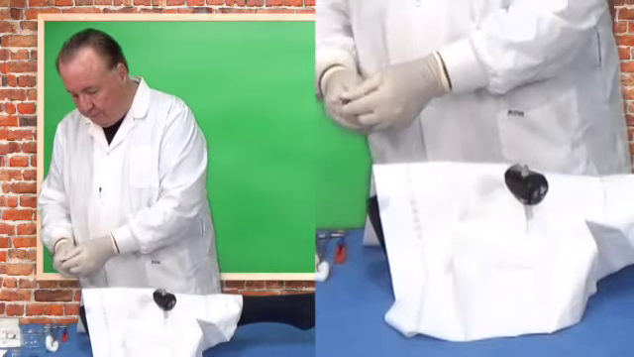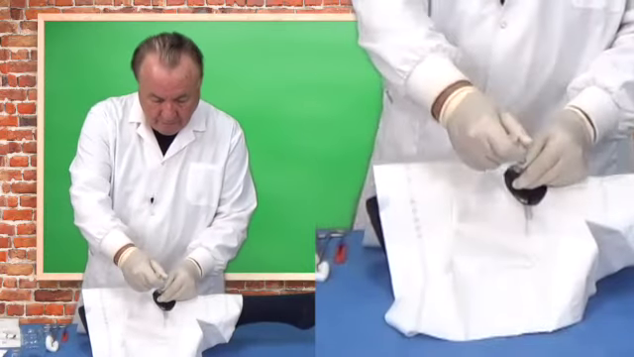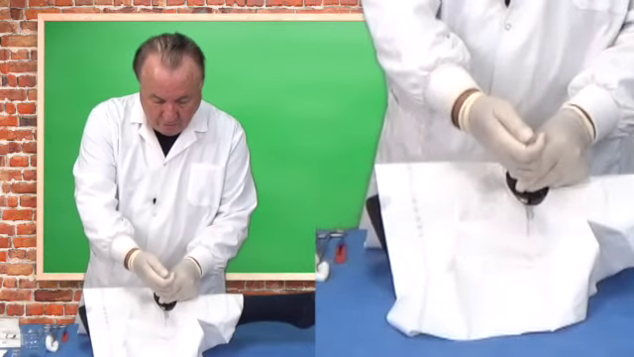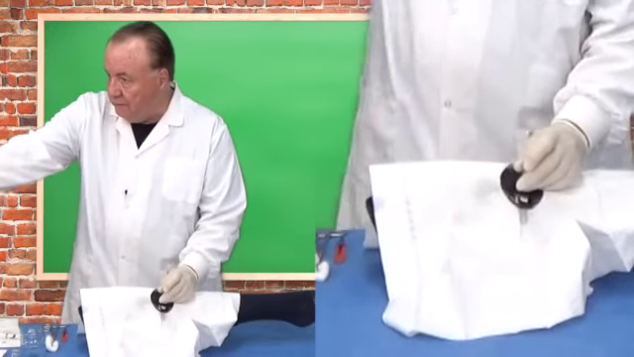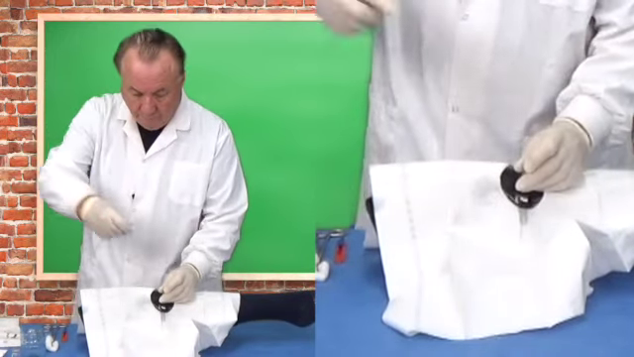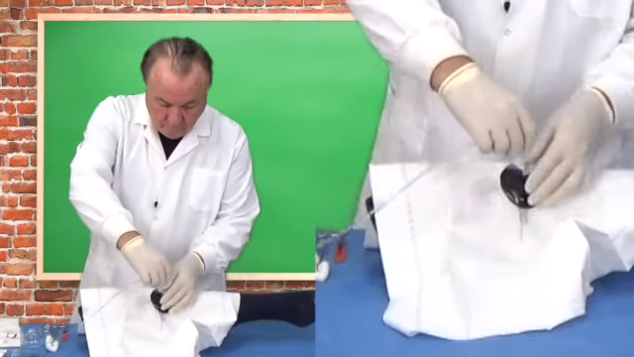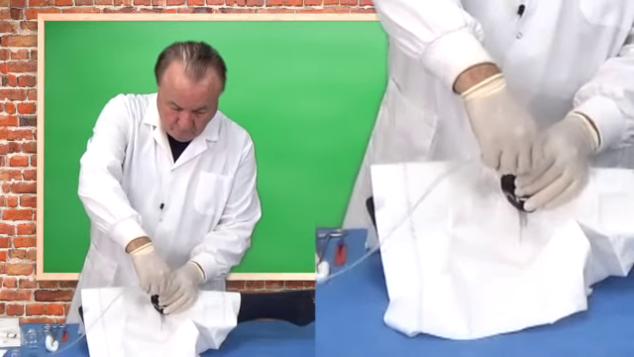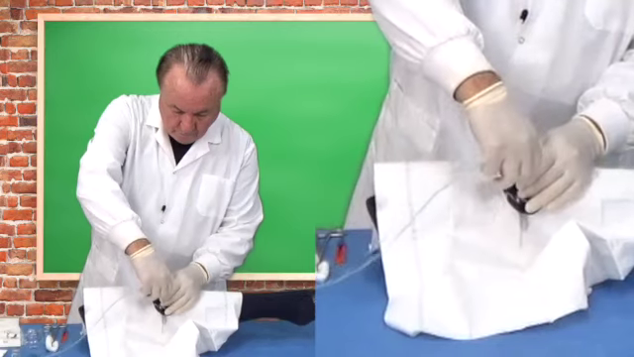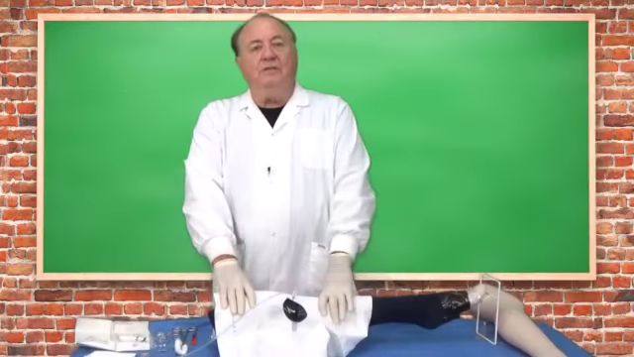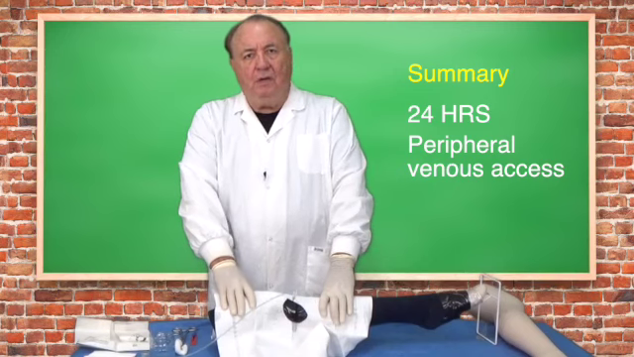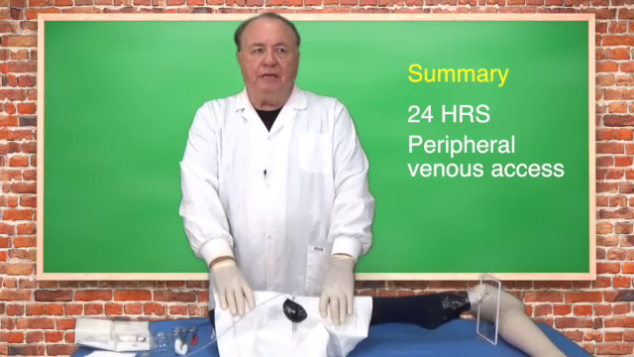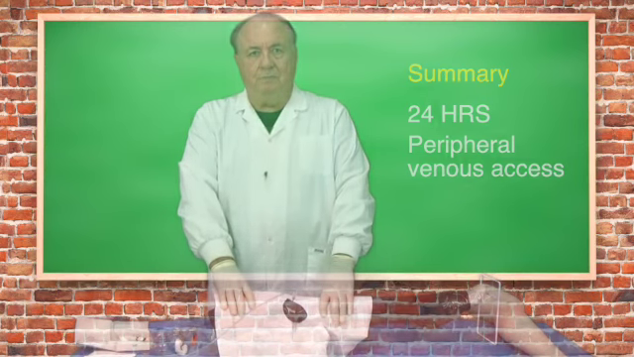You would irrigate it to get any pieces of marrow out of the bone, and then you can do an infusion. This is a life-saving measure that you use for up to 24 hours while you're stabilizing the patient, and during that time you can get peripheral venous access.